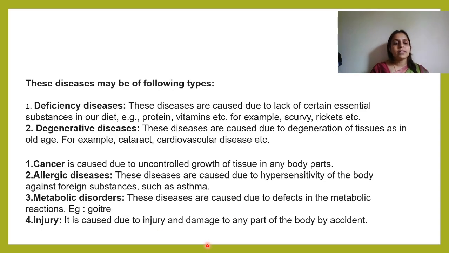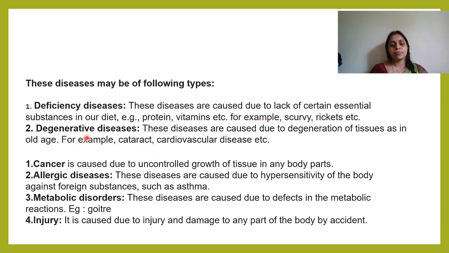So these are the following types of diseases. Deficiency diseases are the diseases which are caused due to lack of proteins, minerals, vitamins, like that. So, a lack of essential substances in our diet. As I mentioned, it's proteins, vitamins, etc. For example, scurvy, rickets.